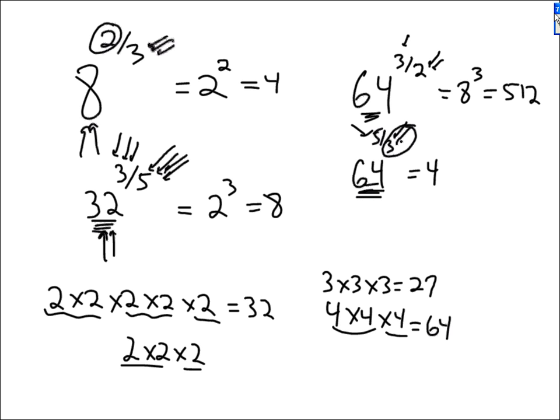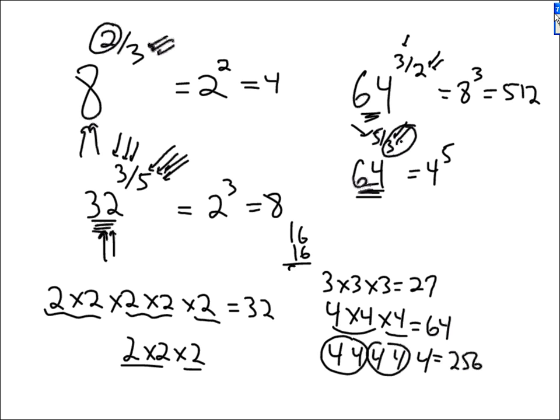4 to the 5th power. 4 times 4 is 16, times another 16. I think that's 256. Times another 4 is 1024. So 4 to the 5th is 1024. Know the rules.